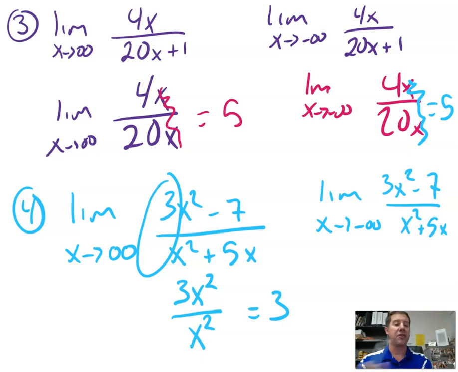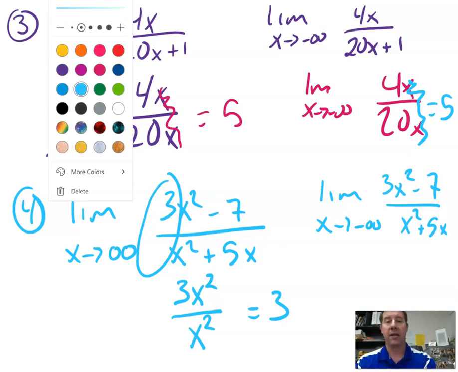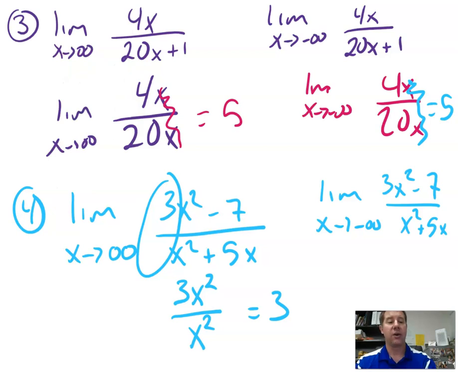It's because all the other stuff, as I go to infinity, basically doesn't matter and ends up dying off. Same thing as I go to negative infinity here. In this case, that negative 7 is not going to matter. The plus 5x is not going to matter. And so again, I'd be at 3x squared over x squared. The x squareds cancel off, and we're at 3. So as I go to the right, forever and ever, it's approaching 3 in this graph. As I go to the left, forever and ever, it's approaching that same horizontal asymptote, 3.